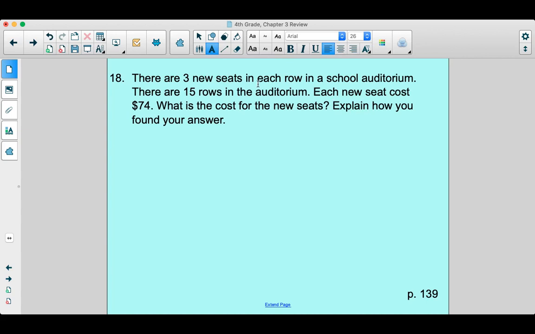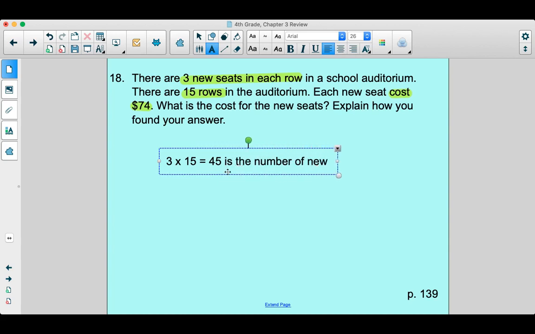So there are 3 new seats in each row in a school auditorium. There are 15 rows, and each new seat costs $74. Okay, what's the cost for the new seats? We can do this, you guys. All right, so we've got 3 new seats in each of the 15 rows. Well, 3 times 15, you probably know, is the same as 3 times 10 plus 3 times 5, which equals 45. Now, that tells us the number of new seats.